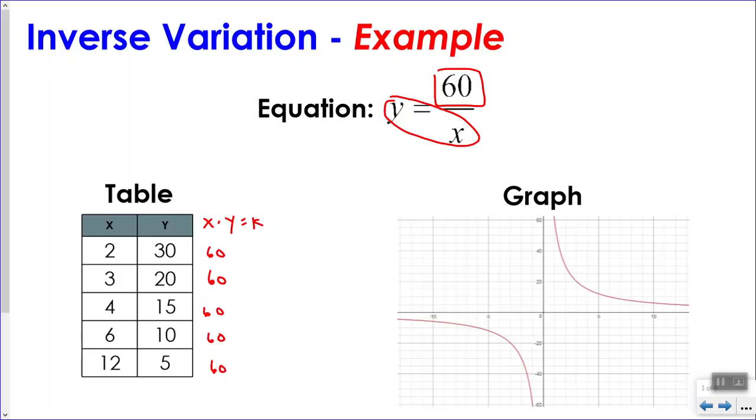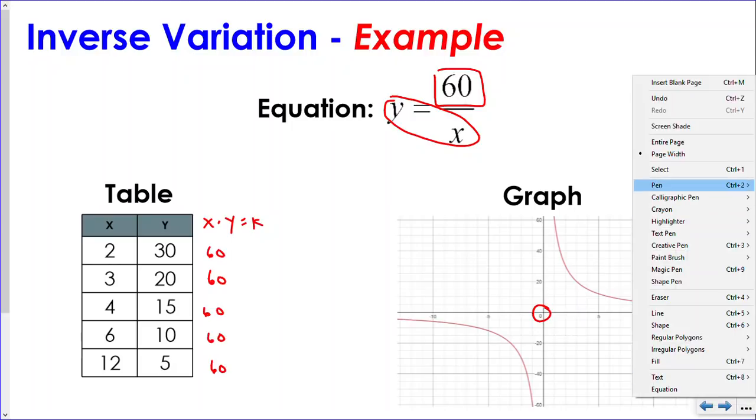If I look at my graph, it's a little goofy looking. One thing that you'll notice is that we don't have a point that goes through the origin like we did with direct variation. In fact, we don't have any points with an x-coordinate of 0 at all, because if I make x 0, that would mean that 60 would be divided by 0, which would be undefined. In the same way, we don't have any y-coordinates of 0, because if I start with 60 and I divide it by something, I'm never going to get an answer of 0.